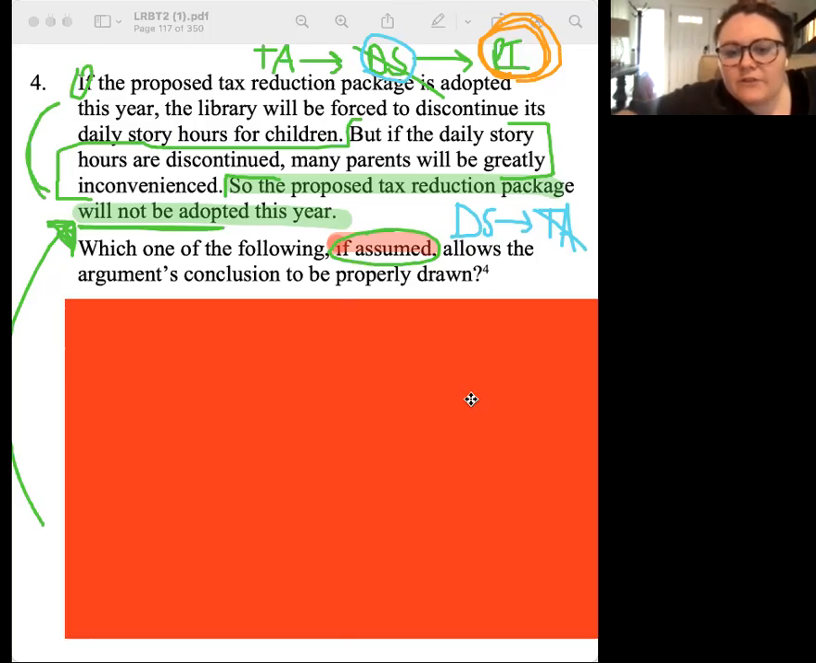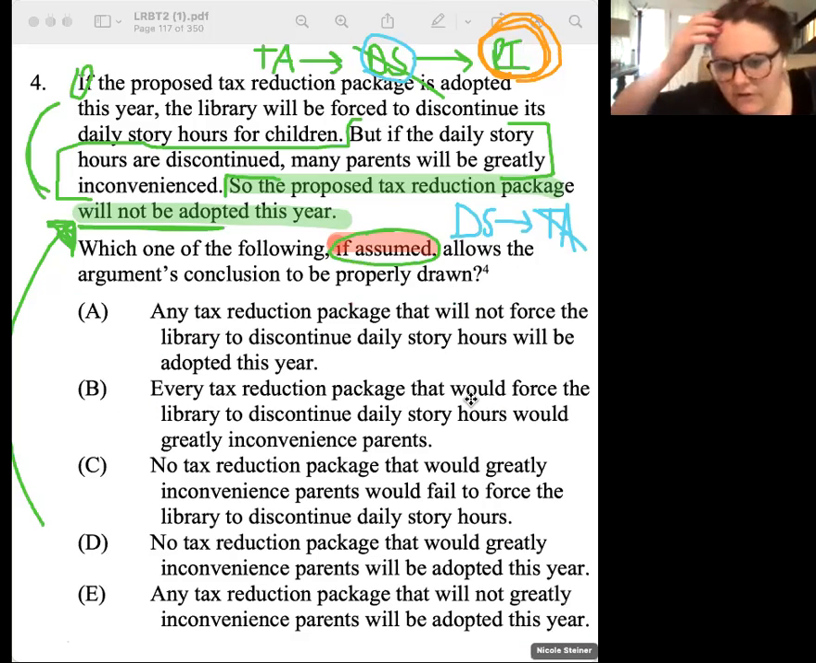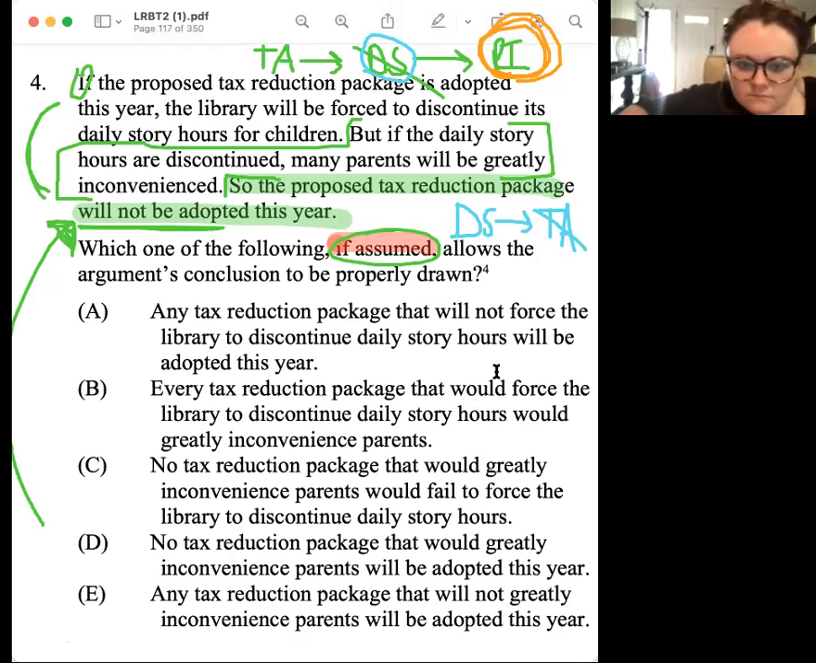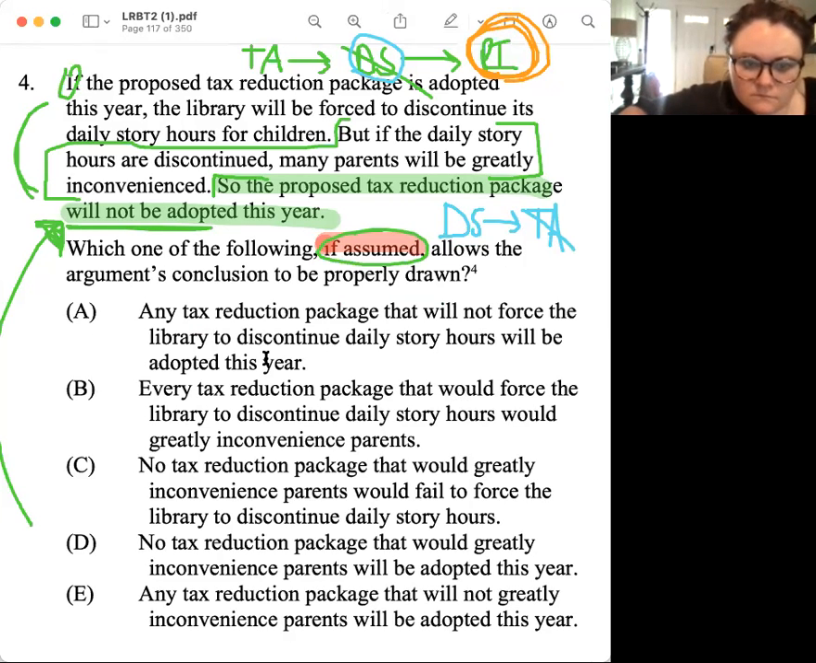All right, I'm going to let you go ahead and read through these answer choices, and I think it might trigger it for you. Okay. So start with A and tell me if you like it, leave it, or hate it. Any tax reduction package that will not force the library to discontinue daily story hours will be adopted this year. Like it. All right, let's go on.